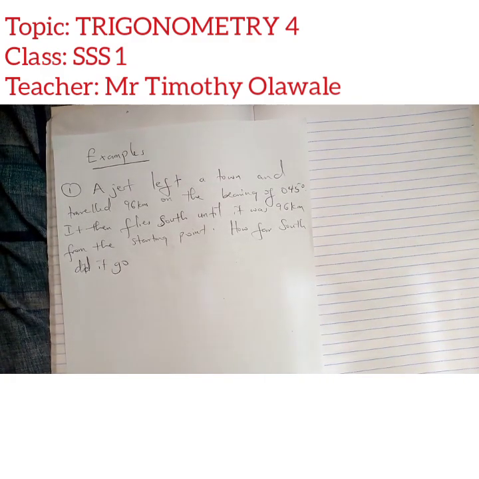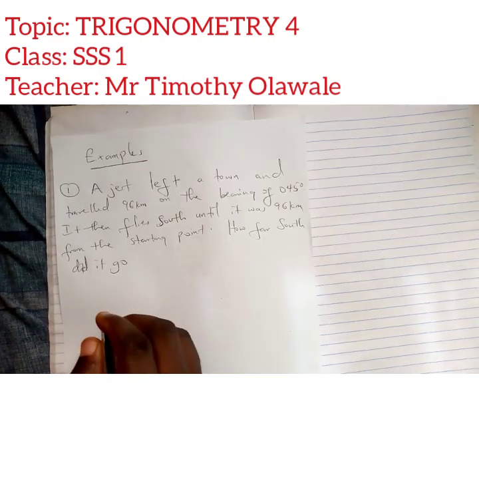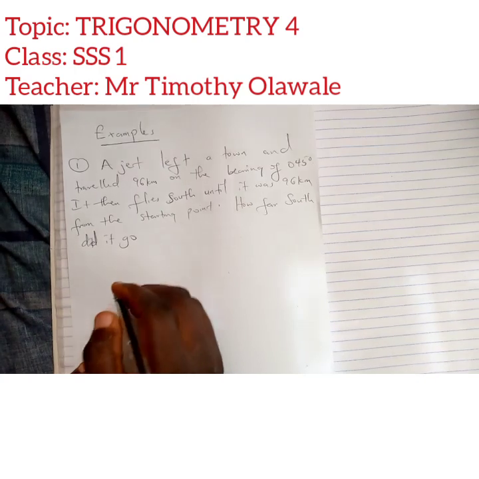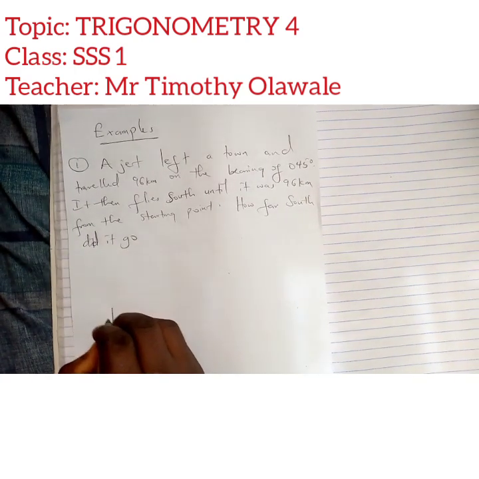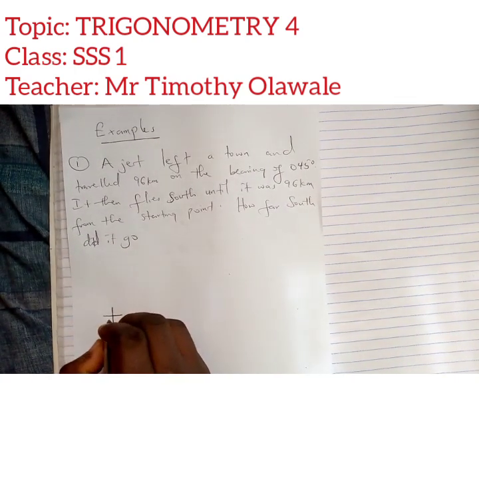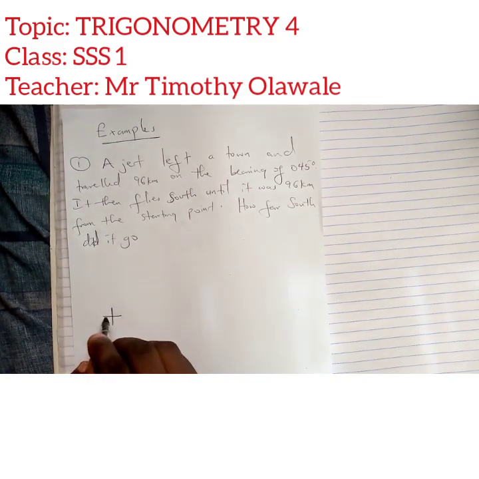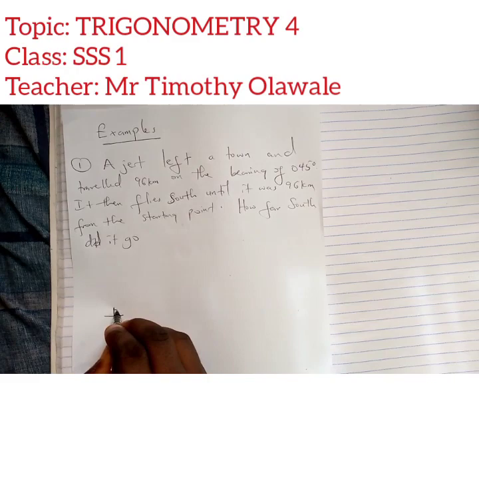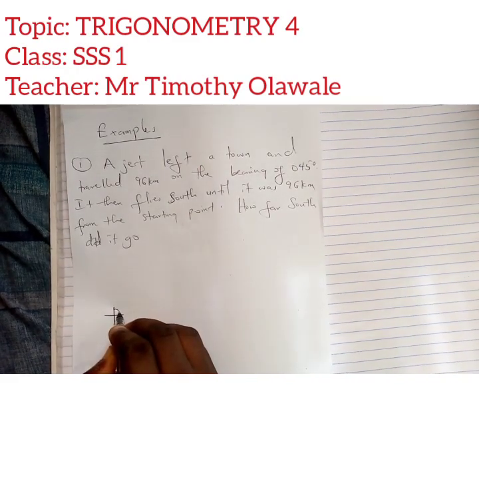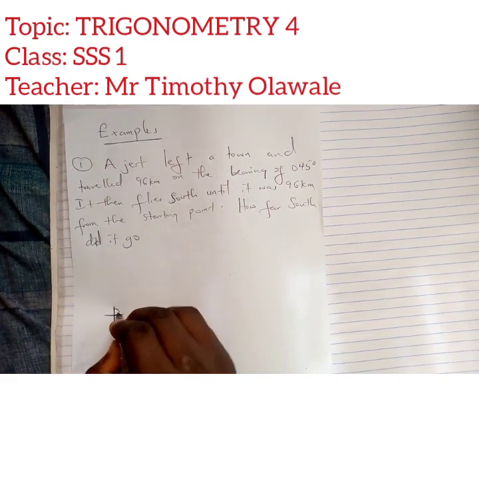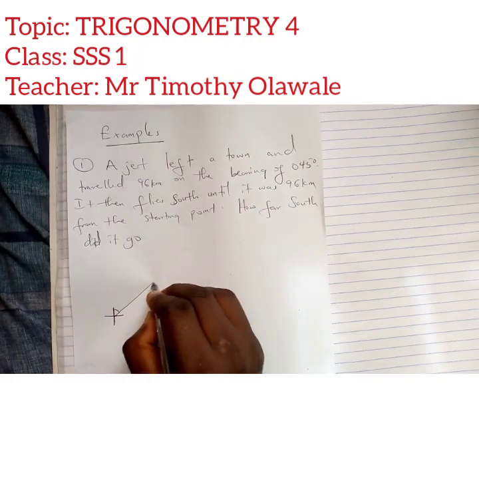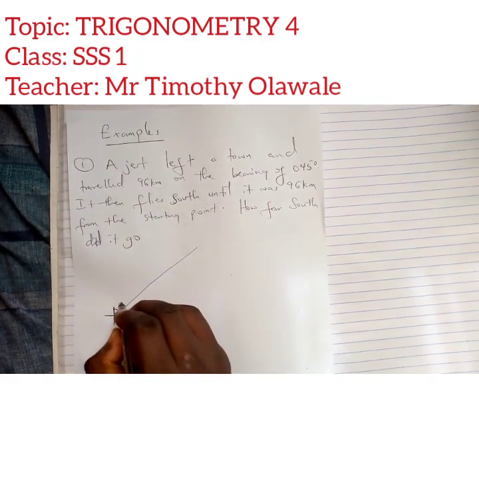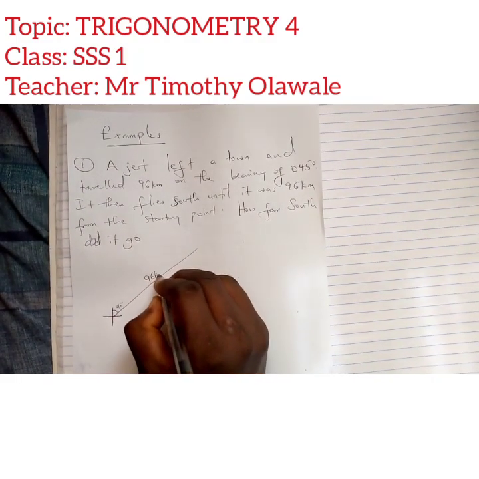Pay attention. A jet left a town and traveled 96 kilometers on a bearing of 45 degrees. So we are going to solve this question, and we will apply the knowledge of trigonometry. Okay, we have something like this. These are the four cardinal points, and then it travels at 45 degrees, and it travels 96 kilometers. So this is 45 degrees, 96 kilometers.